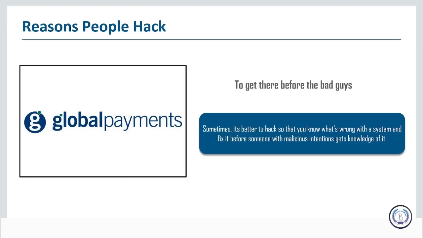If you want to get there before the bad guys, you may think you're helping out a vendor, or you may want to just make a name for yourself. You may want to find these sort of bugs before the bad guys do, because the thing about the bad guys finding them is they don't announce them and they don't get them fixed, and that makes everybody a little less secure.